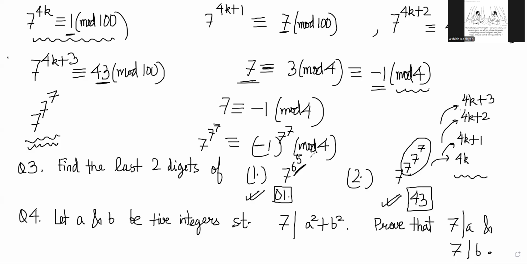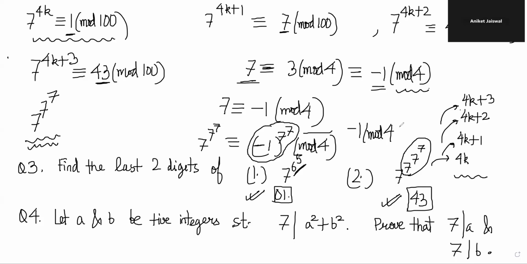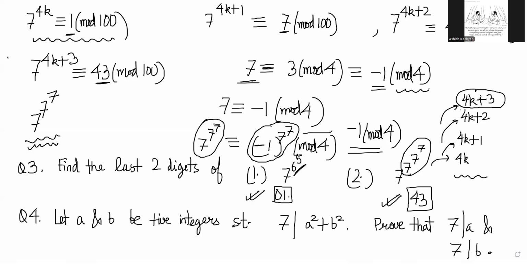Now, if you look at the number 7 power 7, obviously that's an odd number, right? So this thing is going to be negative 1, right? Which is also 3 mod 4. So we know 7 power 7 is of the form 4k plus 3, which means the remainder will be 43 then.